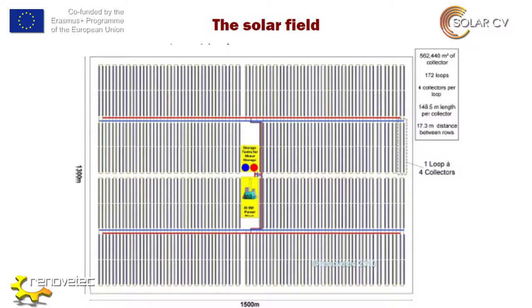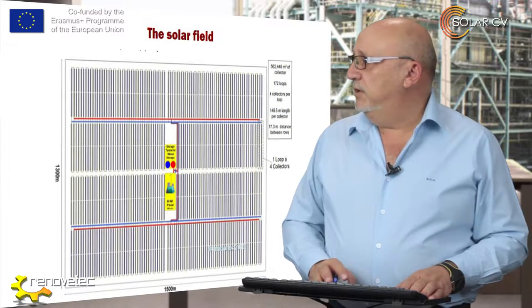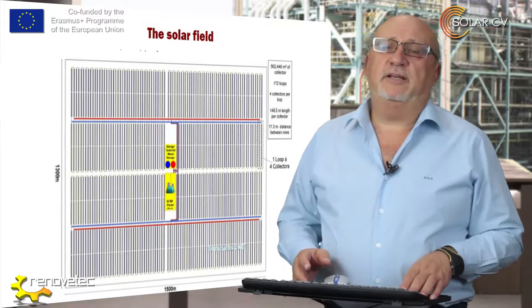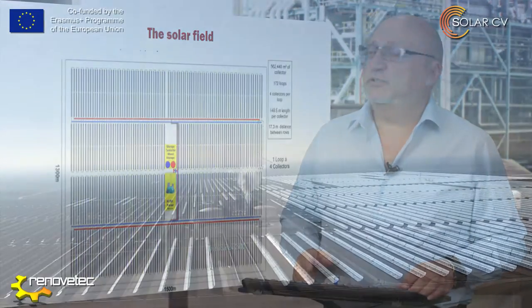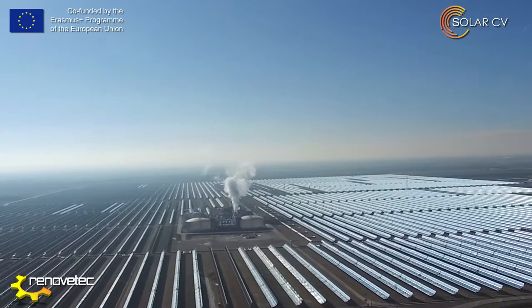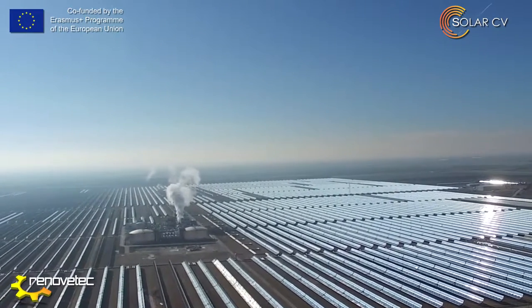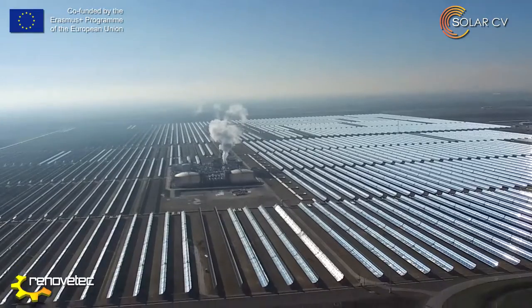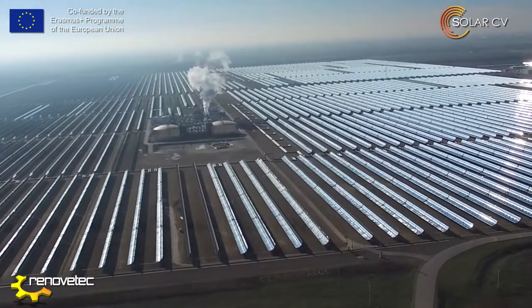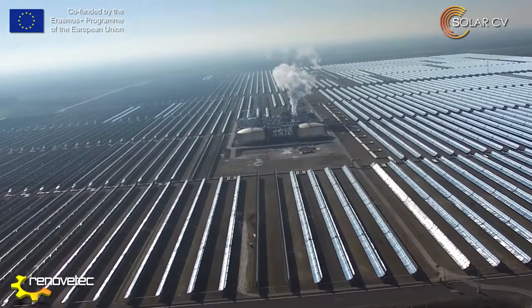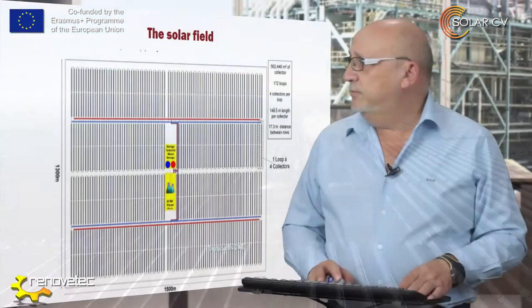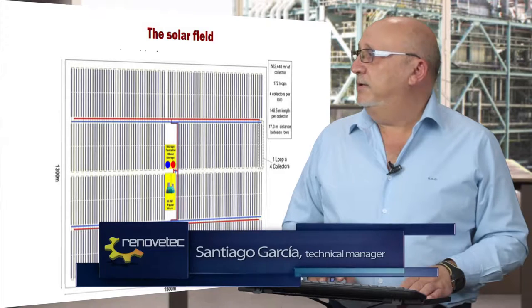As we can see in this slide, the solar field is the biggest part of our PT plant. Here we can see that for a plant with 50 megawatts with thermal storage, more or less 8 hours of thermal storage, we need a surface of around 1,300 meters by 1,500 meters. That is a very big space, around 200 hectares. In the center of this land we have the power block, and here we have the different loops that compose the solar field.